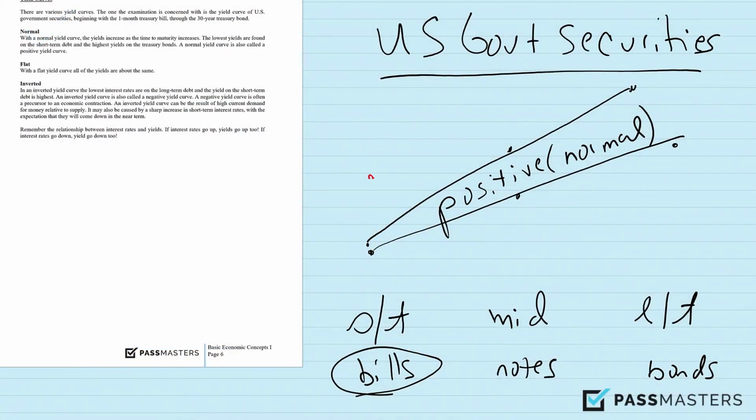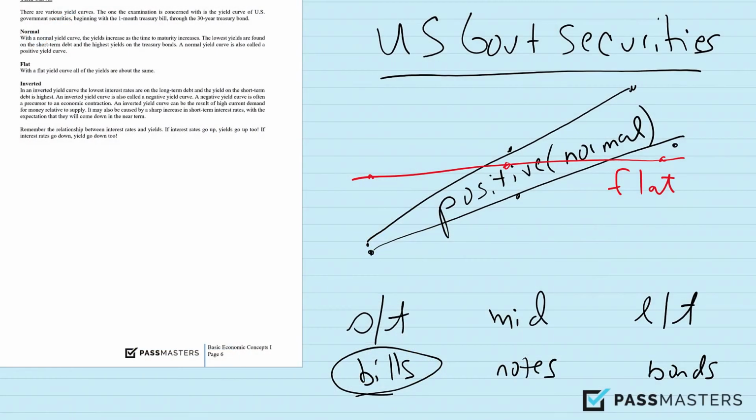What if the interest rates are all about the same? That is called a flat yield curve. If the yield is the highest on the short-term instrument, a little bit lower on the midterm, and lowest on the long term, that is a negative yield curve. Inverted is another way that they'll describe it. Inverted. Precursor to recession. It's not normal.